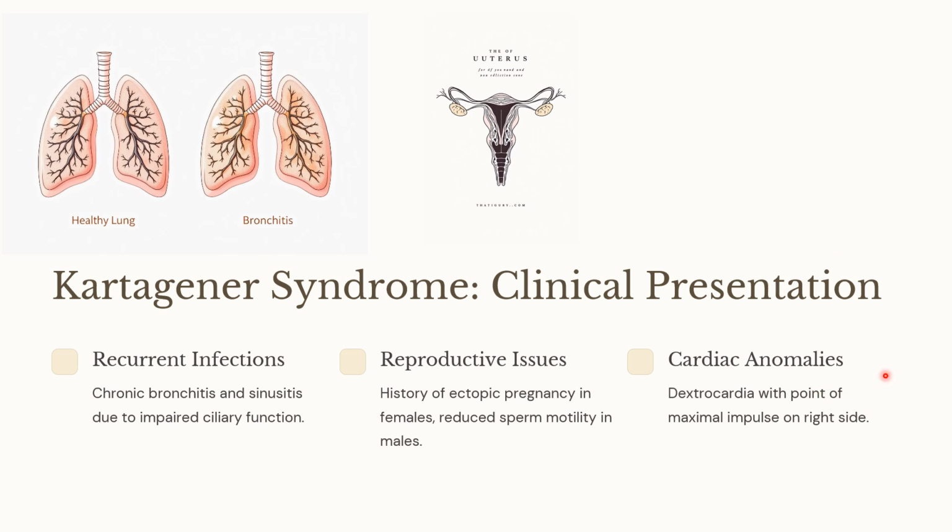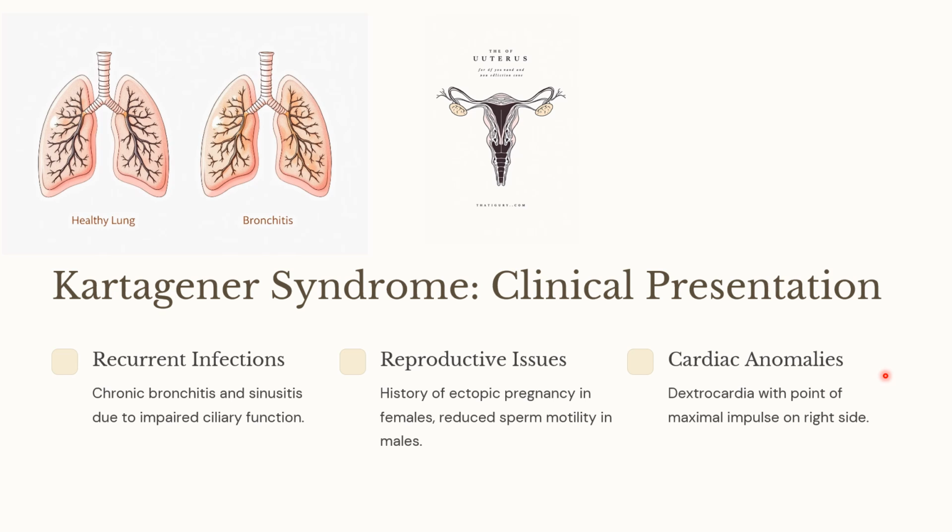So how will the question be asked in these cases? The USMLE will give you examples like a 35-year-old female who has recurrent bronchitis and sinusitis throughout life, and there is a history of ectopic pregnancy, with the cardiac examination showing the point of maximum impulse at the fourth intercostal space, right mid-clavicular line. So with all this, it is very evident that they are talking about Kartagener syndrome. Now, a biopsy of the nasal polyp is taken. Question asked: which structure is most likely to be absent on electron microscopy of the biopsy specimen?